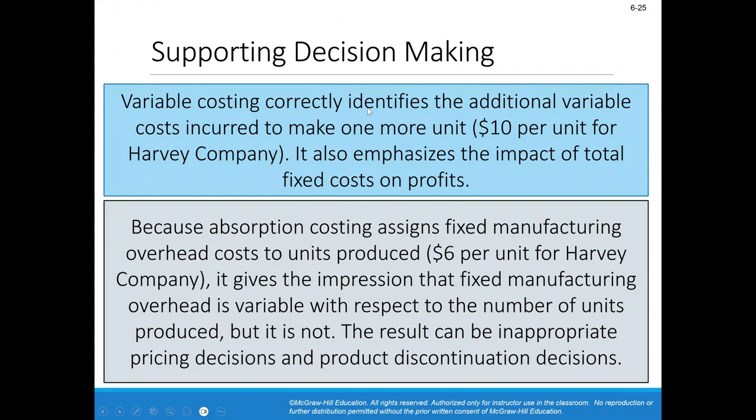So variable costing correctly identifies the additional variable costs incurred to make one more unit. Absorption costing assigns fixed manufacturing overhead to units produced, gives the impression that fixed manufacturing overhead is variable, but it's not really.